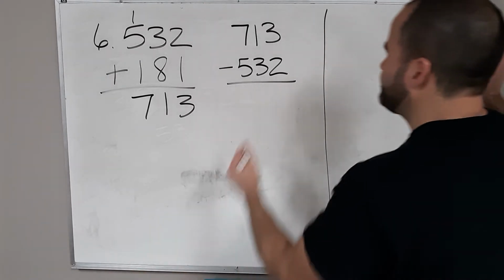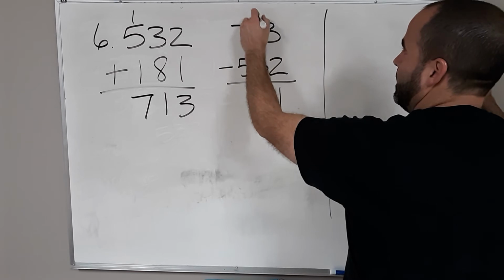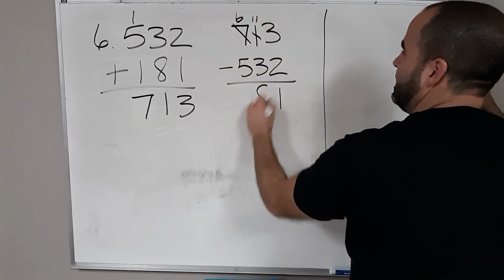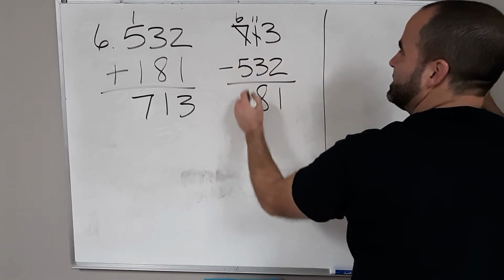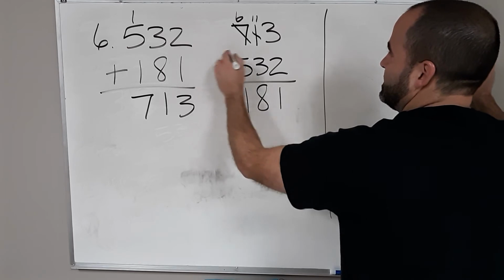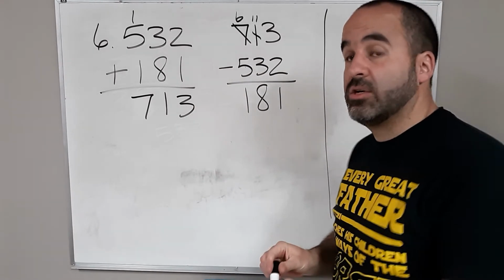Let's check it. 3 minus 2 equals 1. I can't do 1 minus 3, so I'm going to borrow. 11 minus 3 equals 8. I'm liking this better already, because 6 minus 5 equals 1. And those two numbers are the same, those two numbers are the same, and that number is the same. So now I know that this is the correct answer.